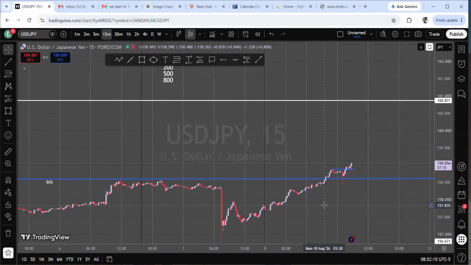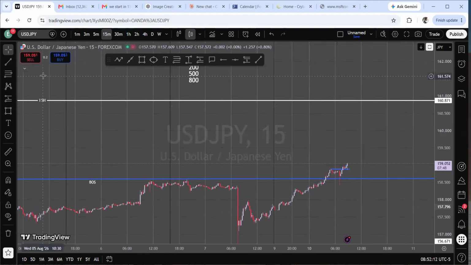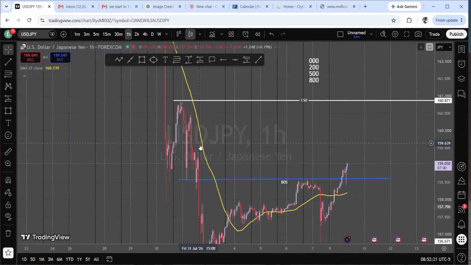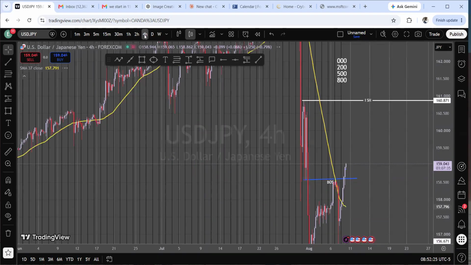So we want to keep this trading simple. I haven't looked at no moving averages, none of that. And we're above the 37, so we're in buy territory. Go to the hour time frame just to look at it. Boom, we're above the 37. We're in buy territory. Go to the 4-hour time frame, just skimming through.